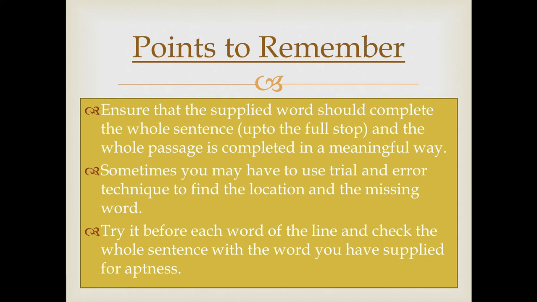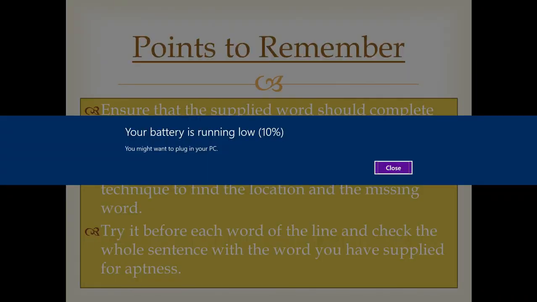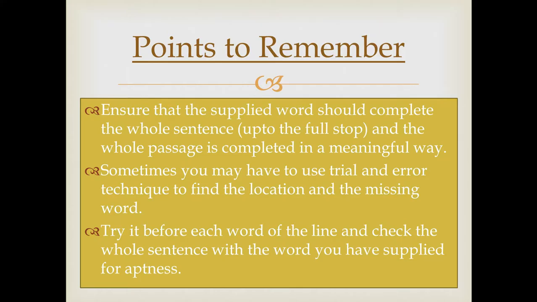Sometimes you may have to use trial and error technique to find the location and the missing word. See, sometimes in the first trial only you may not get the exact word. There may be some error. So what you have to do is, you may have to use the trial and error technique to find the location and supply the missing word there. Try it before each word of the line and check the whole sentence with the word you have supplied for aptness.